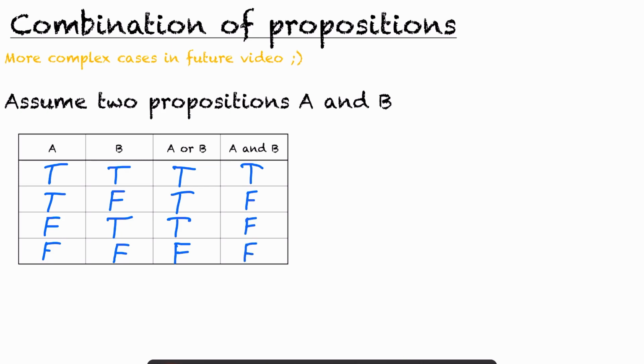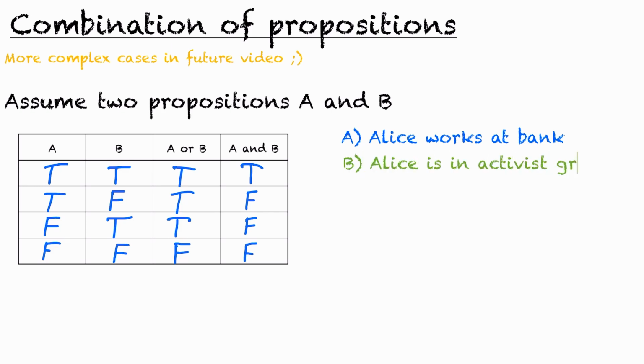Now let's come back to our example from the introduction and apply the logic that the proposition A is Alice works at a bank and B is that Alice is in an activist group. Now we can go back to the truth table and see that in order for Alice to be in an activist group and work in a bank, which is possibility 2 we introduced in the introduction, which would be this case, both A and B have to be true, since she works in a bank and is in an activist group.